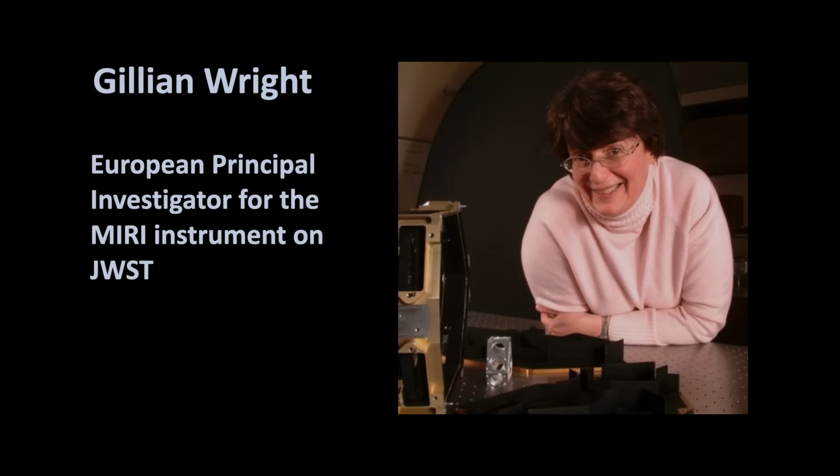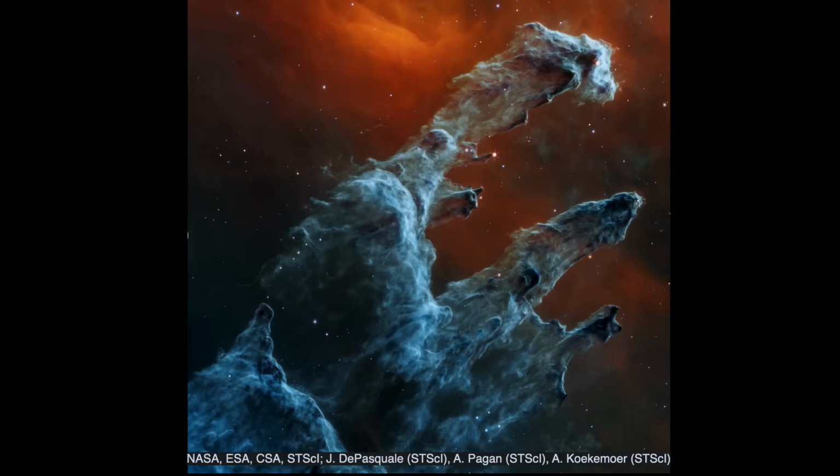I want to introduce one of them in particular to you, and that's Gillian Wright. She's based in Edinburgh. She was the European principal investigator for the camera that works at those mid-infrared wavelengths that I mentioned to you in my second slide. She's also the director of the UK Astronomy Technology Centre. And the fact that this camera on the JWST works so brilliantly is a brilliant testament to her and to her teams.